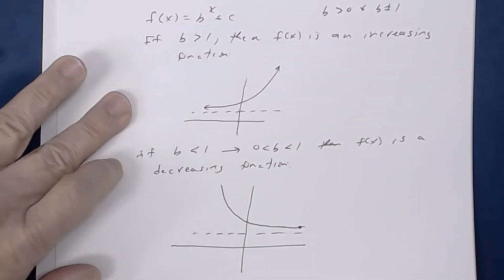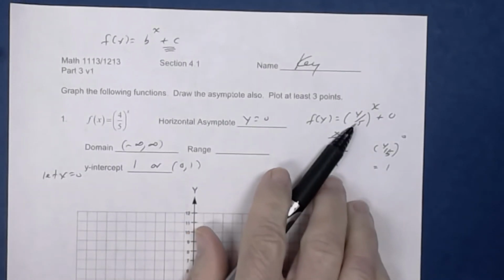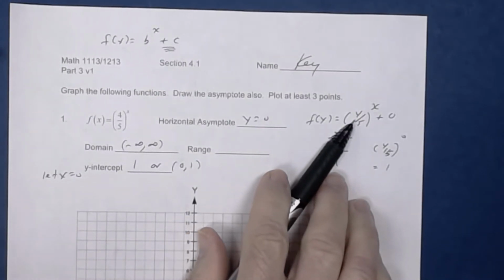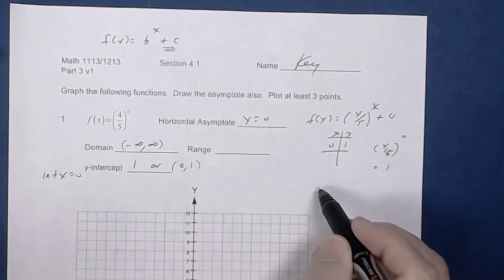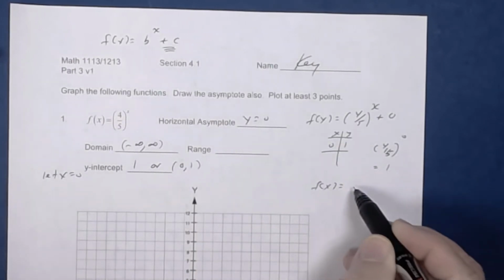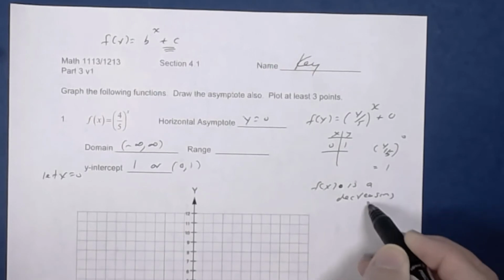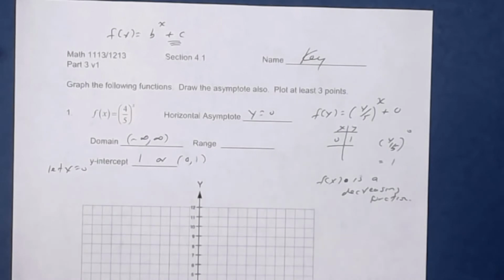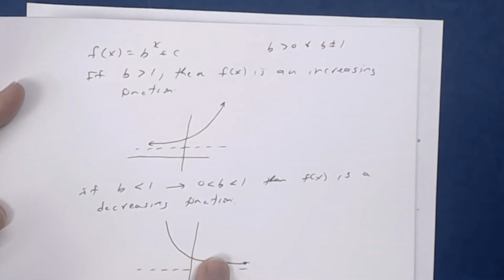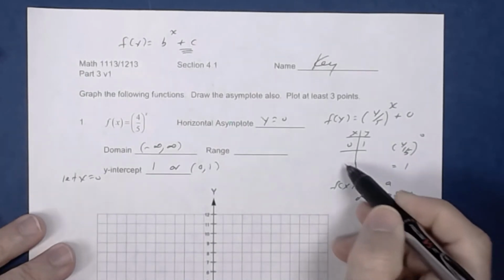Now, knowing what we just talked about, you see right here my base is 4/5. Well, that's a number less than 1. That's 0.8, a number less than 1. So when I graph this, I'm going to remember that f of x is a decreasing function. All right? So when I graph it, it should look something like this. Now, I need a few more points here.